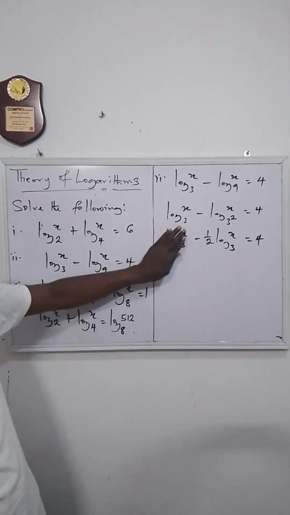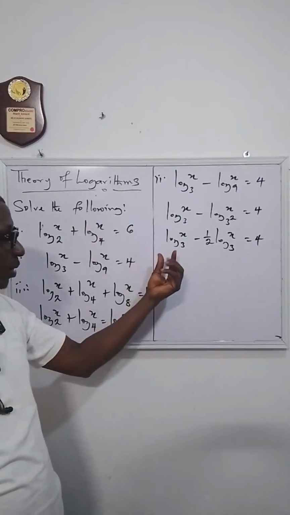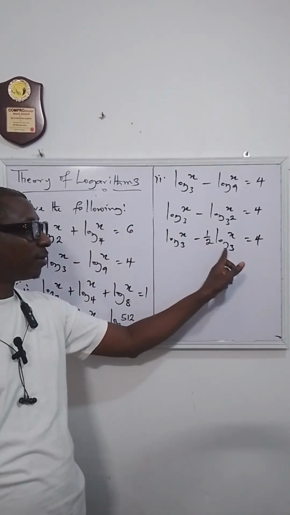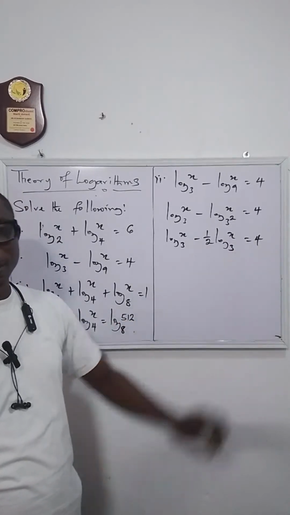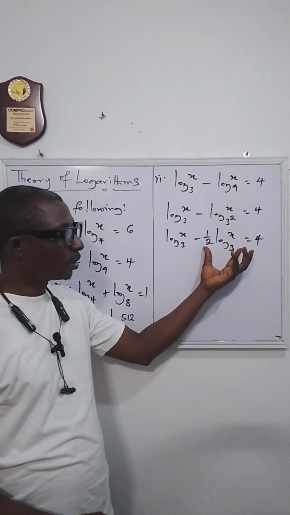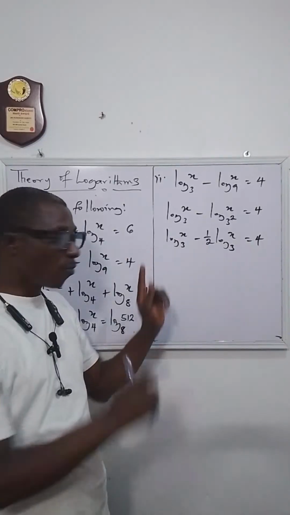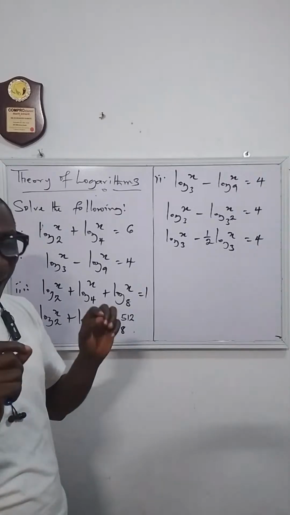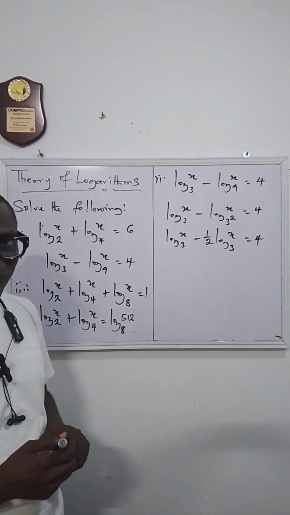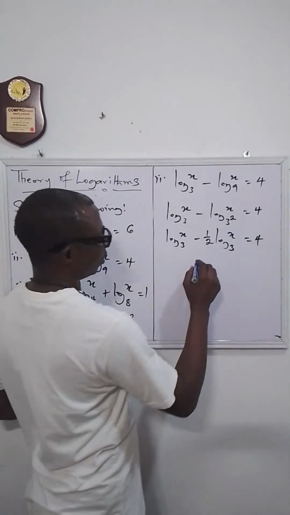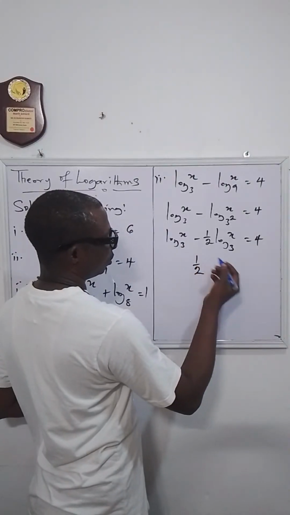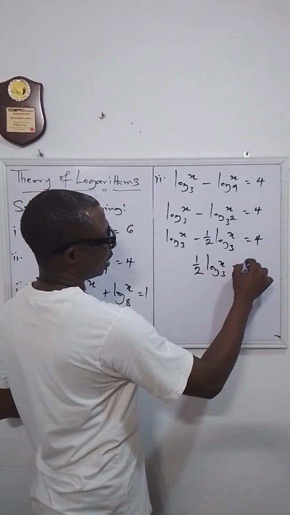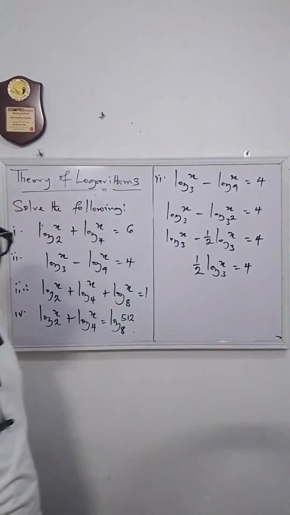Now look at this. This one is 1 log x base 3. Now this one is half log x base 3. So you want to take half of log x base 3 from 1 log x base 3. So what are you going to be left with? That is half log x base 3. All right. So now what I have here is half log of x base 3. I hope you understand that explanation.